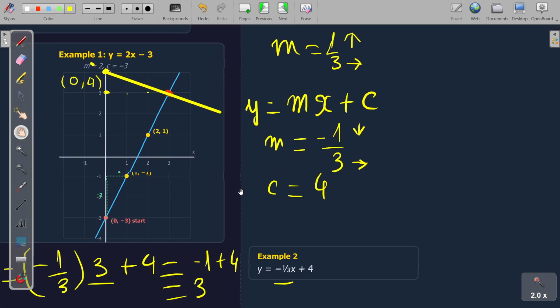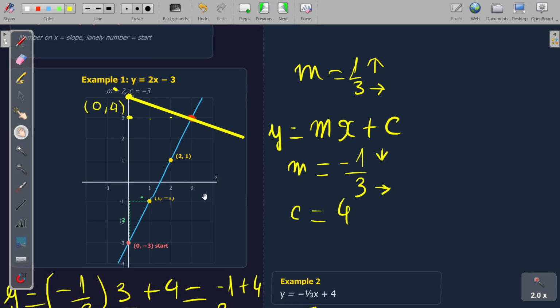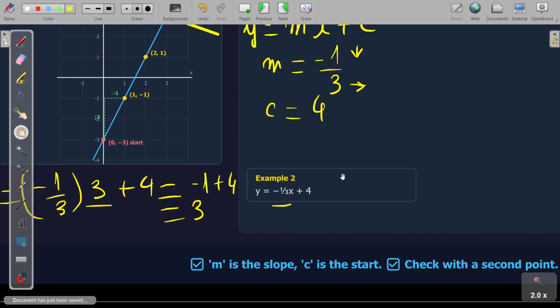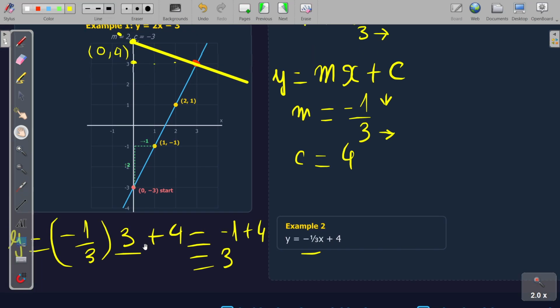That's basically it. So yeah, plot the start, follow the gradient, and if you're in a test, I'm not in a test, but if you're in a test, always check with a second point to ensure your line is perfect.